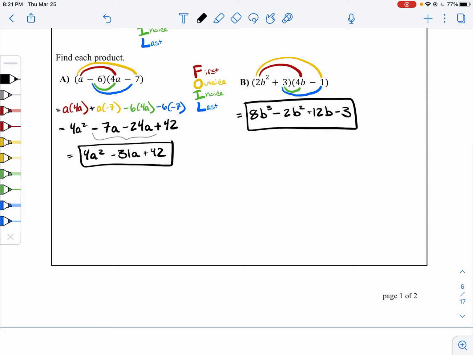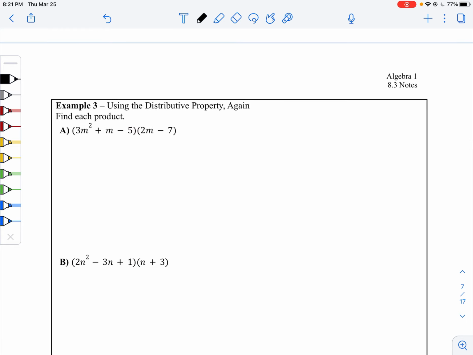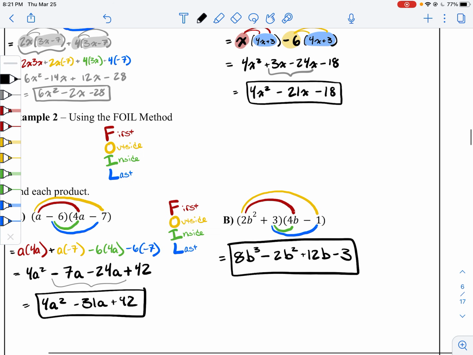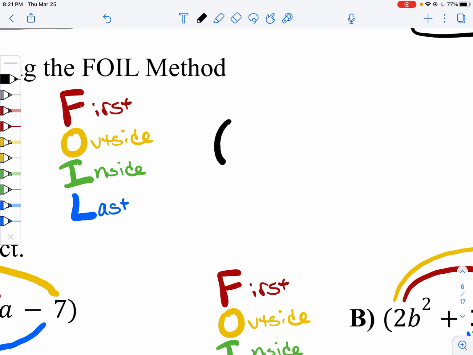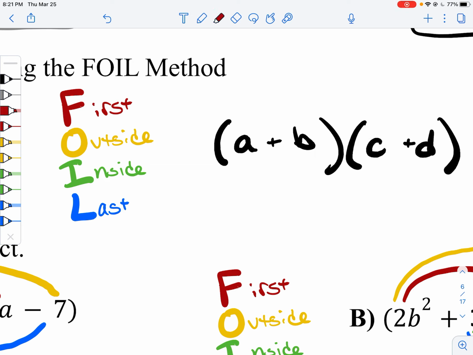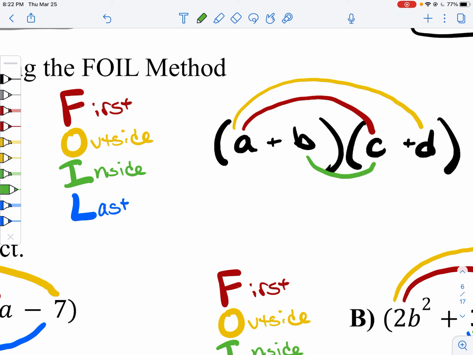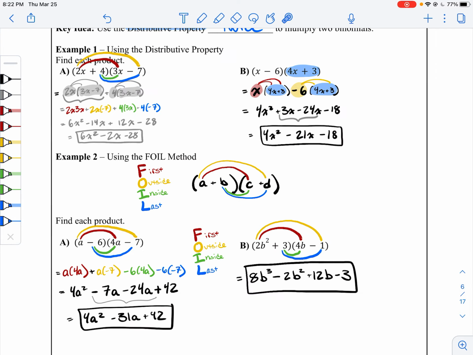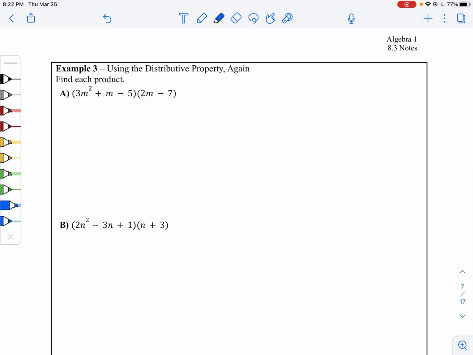Cool. Unfortunately, like I alluded to earlier, the FOIL method will not always work. The FOIL method only works when you have two binomials. So you just have two things added together. So if you have a plus b times c plus d, you need to multiply the first times the outside times the inside times the last. So it only works if you have a pair of pairs. Distributive property, fortunately, always works all the time, forever and always.